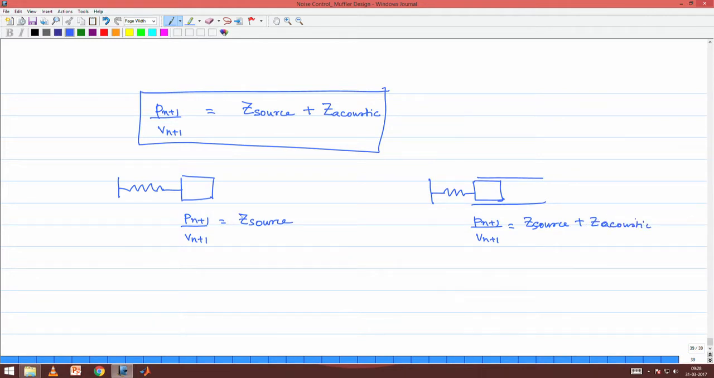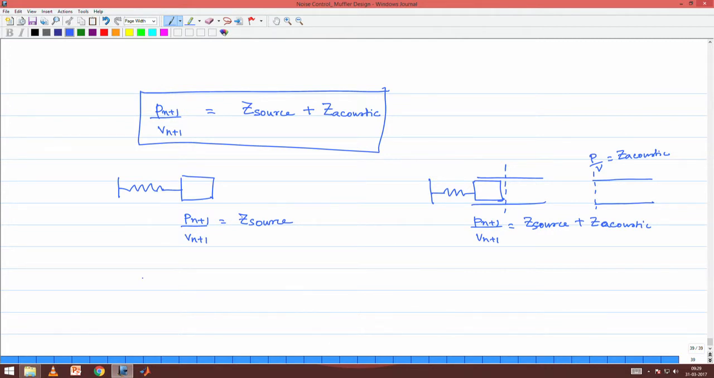Okay. And what is Z acoustic? That means, if I just cut off at this dotted section and calculate the impedance of my acoustic line at this section, this ratio P by V is called the Z acoustic or the acoustic impedance, right. So, with this, let us now come back to the case of our electrical analogy, because that will make things even simpler for us.